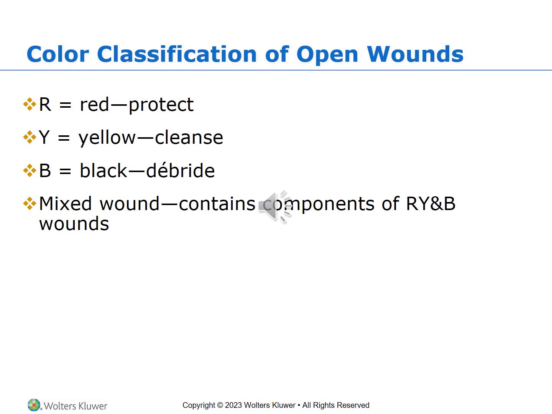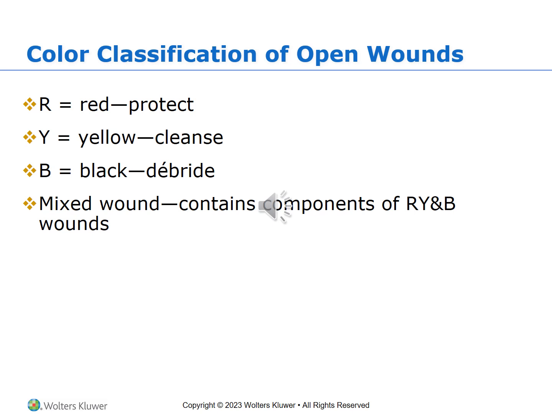All right, so wound classifications are located on page 1171, box 33-5. RYB wound classifications are described in a small paragraph for each. So we have red, or protect. Red wounds are in the proliferation stage of wound healing and reflect the color of normal granulation tissue.